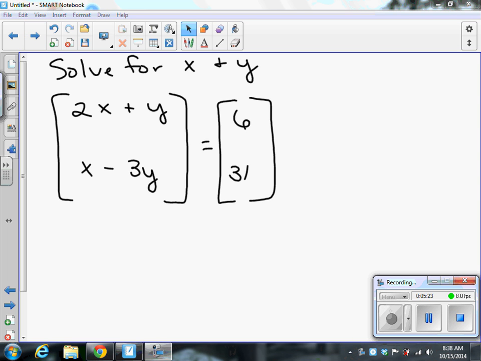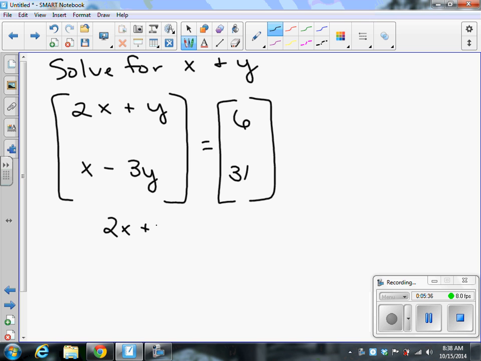Alright, now, with our matrices, we actually have equations set up. Let me rewrite this out of matrix form. So if I were to give you 2x plus y equals 6, and x minus 3y equals 31. I have a what? Two separate equations, which is called a system of equations.